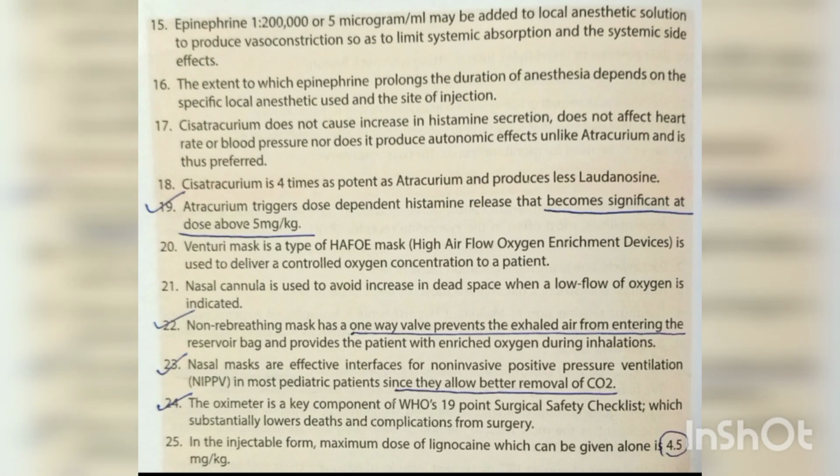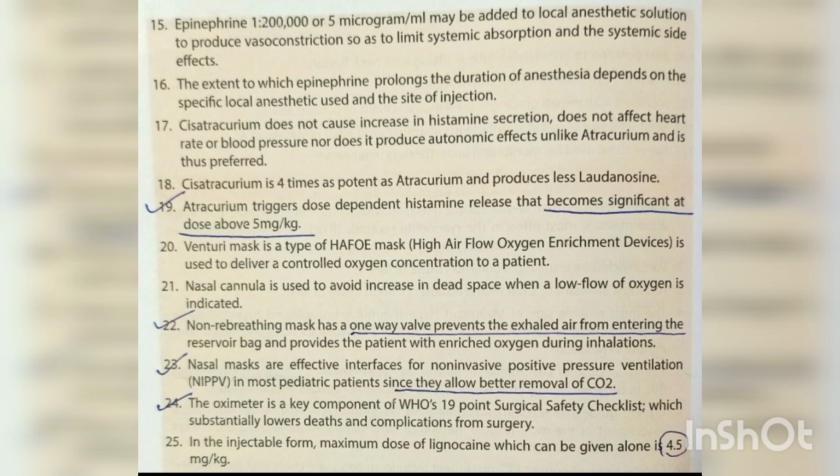Epinephrine 1:2 lakh, or 5 microgram per ml, may be added to local anesthetic solution to produce vasoconstriction so as to limit systemic absorption and the systemic side effects. The extent to which epinephrine prolongs the duration of anesthesia depends on the specific local anesthetic used and the site of injection.